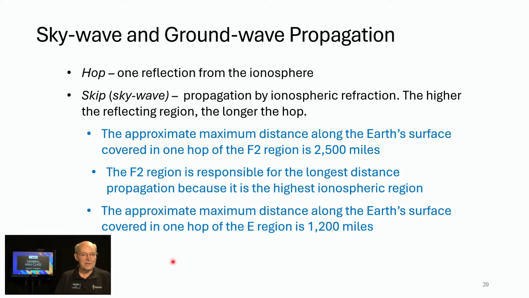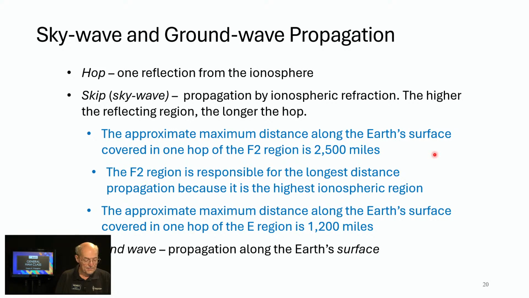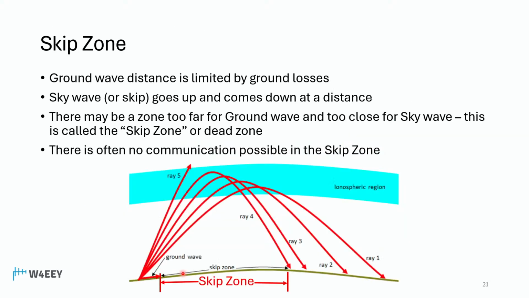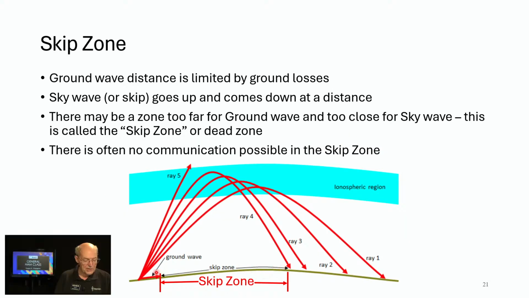Now this almost seems like there's an "all of the above" answer coming, but these are all separate pool questions, so that's not the case here. Approximate maximum distance along the Earth's surface covered in one hop of the E region is 1,200 miles. Notice that the E region is about half the distance of the F2 region. And then ground wave, as we said, is propagation along the Earth's surface. The skip zone we've talked about already.